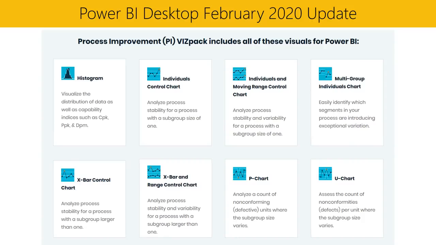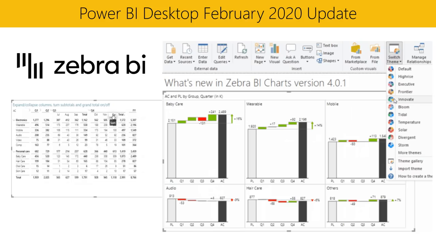The last new visual this month is the PI VisPack by PQ Systems, which includes histogram, individuals control chart, individuals and moving range control chart, multi-group individuals chart, X-bar control chart, X-bar and range control chart, P chart, and U chart. We have one more update in this section.